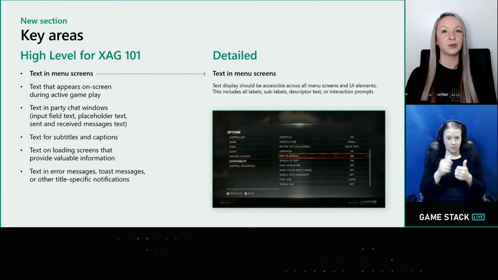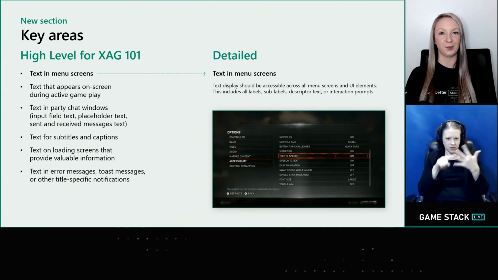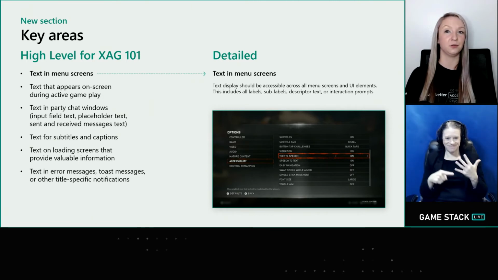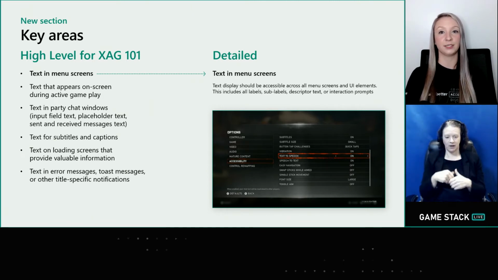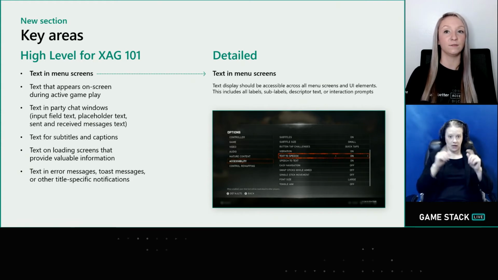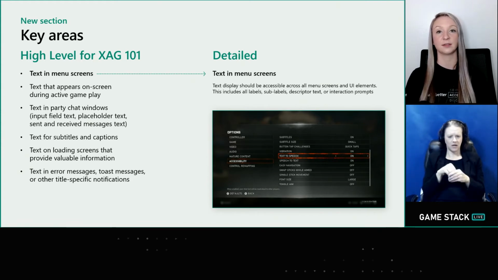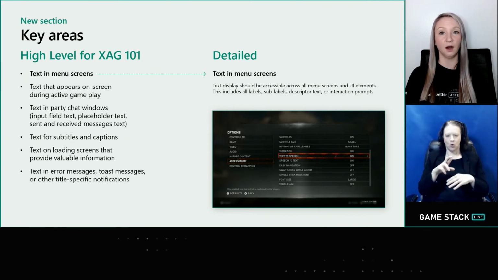So for example, this slide shows the key areas to target for ZAG 101 text display. And essentially this list is a reminder to not forget about these areas that may be overlooked. So text and menu UIs, text that appears on screen during active gameplay, whether that's in the HUD or notifications and friend invites and things like that. So essentially for the ZAG, here are the areas you should search across your game when determining where the text display best practice guidance should be applied.